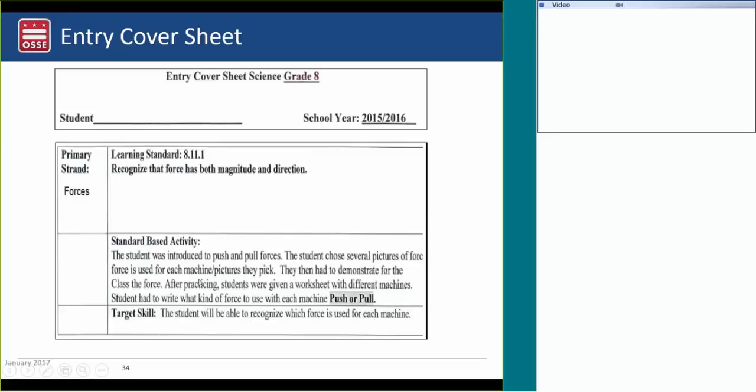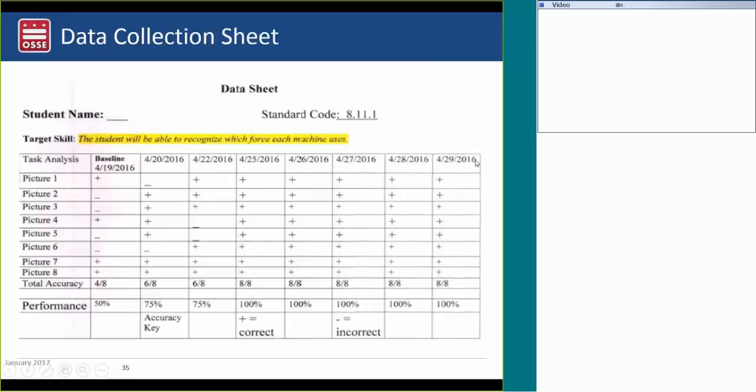And then here is the data sheet. Student name, standard code, targeted skill, and the dates. And we have baseline. This baseline is right at 50%. This is the outside limit of what you can have for a baseline score, so it's acceptable. 1, 2, 3, 4, 5, 6, 7 pieces of evidence. And then here are the scores the student received.